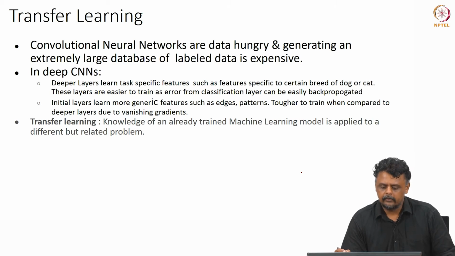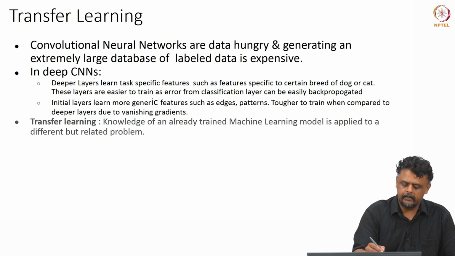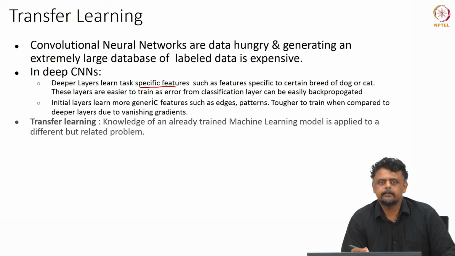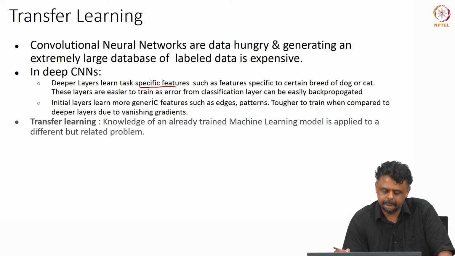So, here the deeper layers, let us say for some CNN trained on ImageNet, learn task specific features. So, for instance, features specific to a certain breed of dog or cat. These are easier to train as these are closer to the classification layer, so the errors backpropagate faster. The initial layers learn more generic low level features like edges, blobs, some kind of patterns in the picture, and are generally difficult to train because of the errors being difficult to backprop from the output layer to the innermost layers.